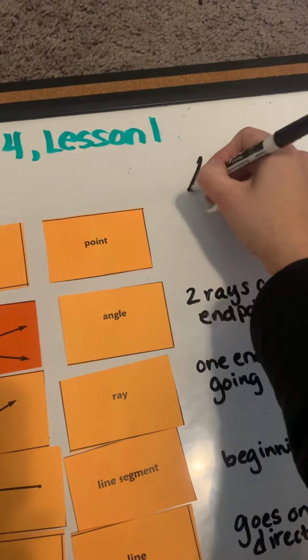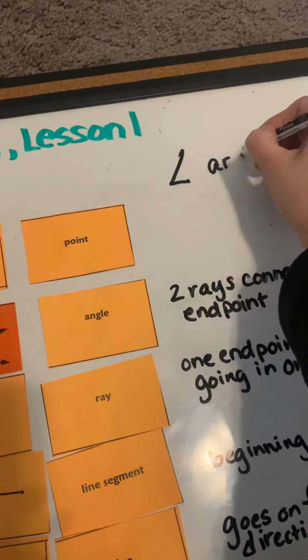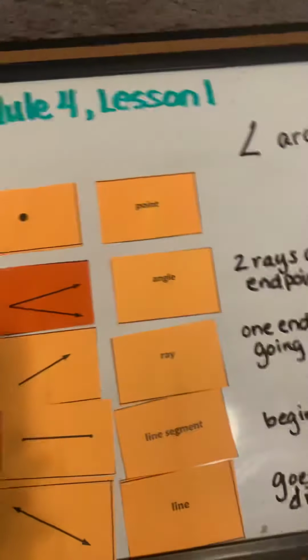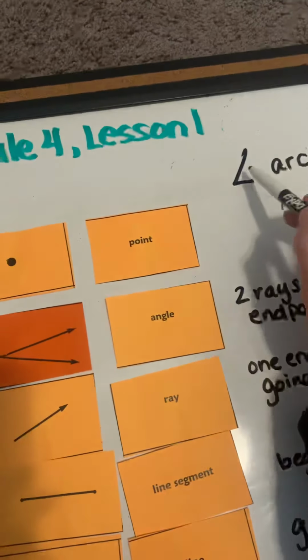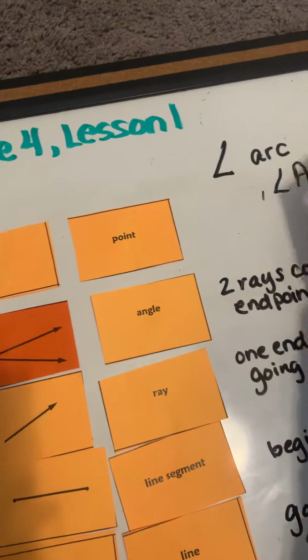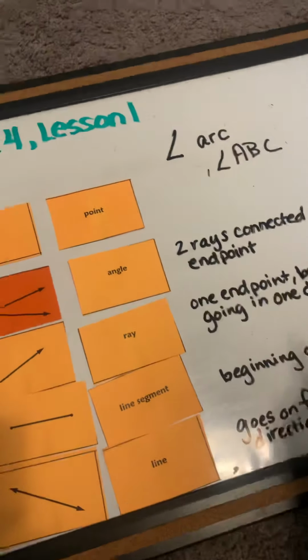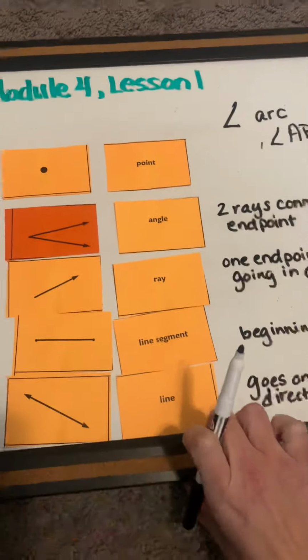We also talked about a term called an arc. An arc is just how you label. Like if this were A, B, C, I would draw that symbol and then I would do A, B, C to label my angle, right?